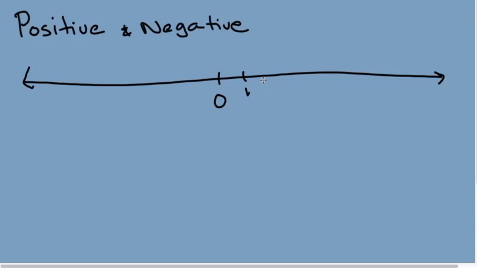And as I move to the right, I have the numbers 1, 2, 3, 4, 5, and so on and so forth. All of these are positive numbers. They're greater than 0. As I move to the left, I have the negative numbers: -1, -2, -3, -4, and so on and so forth, all the way down. So the difference between positive and negative is that positive is greater than 0 and negative is less than 0.